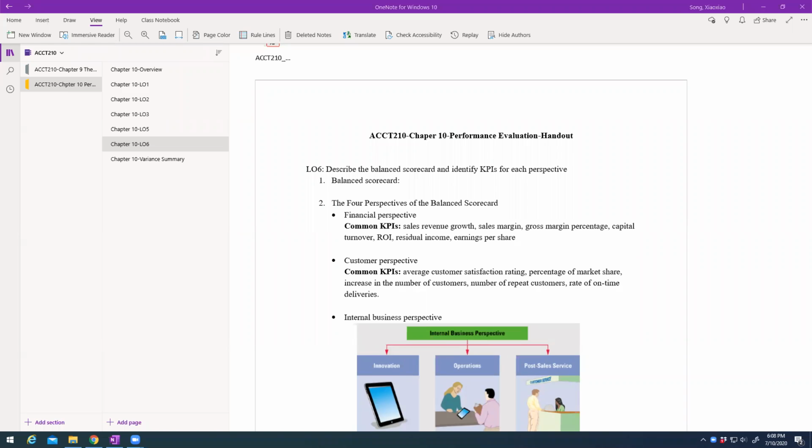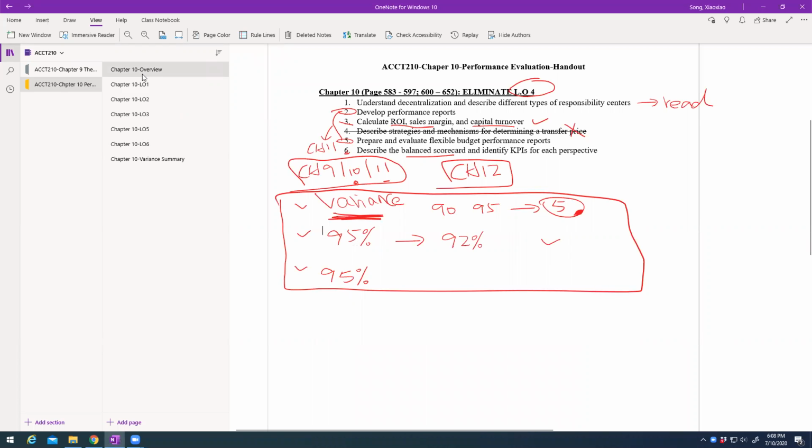In this video, we talk about Chapter 10, the performance evaluation. Last time we said there are three basic methods to evaluate performance. You can use the numbers, ROI, sales margin, capital turnover, or residual income, or you can compare your actual with your budget to get the variance. Today we focus on some non-financial numbers. It's called the balanced scorecard.